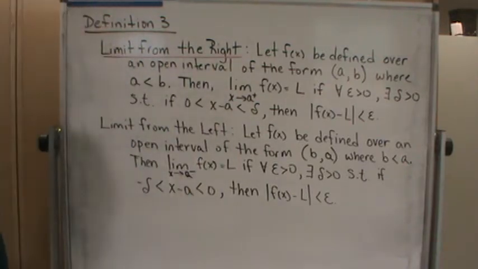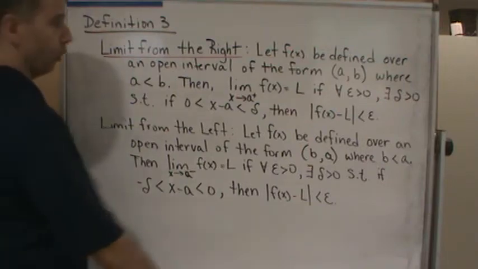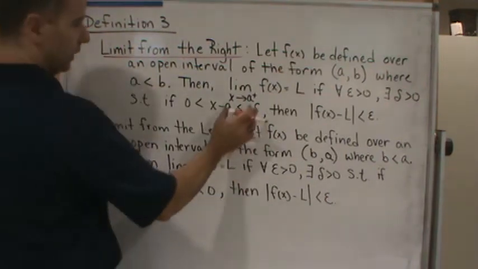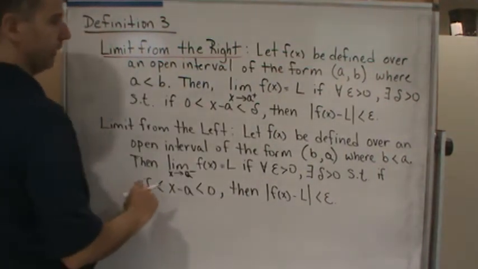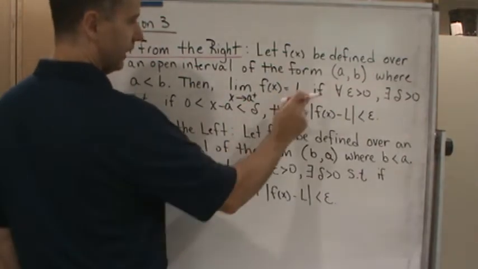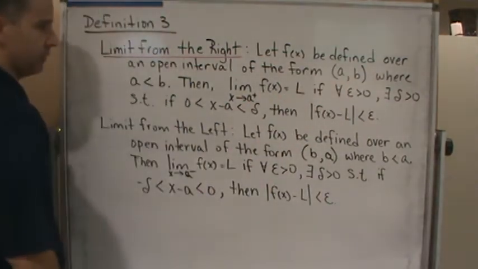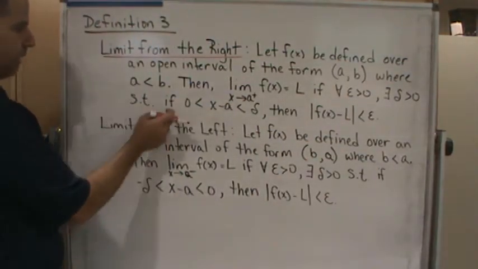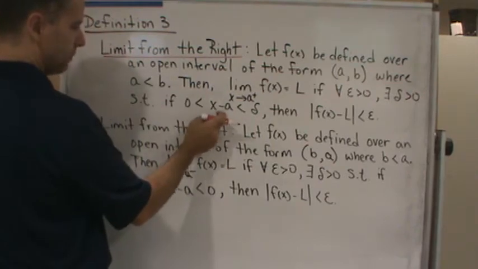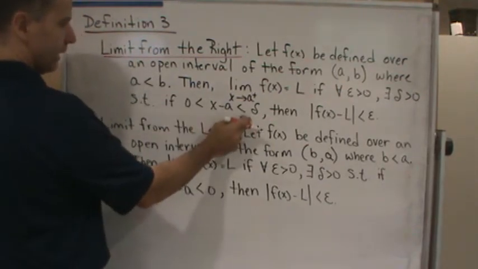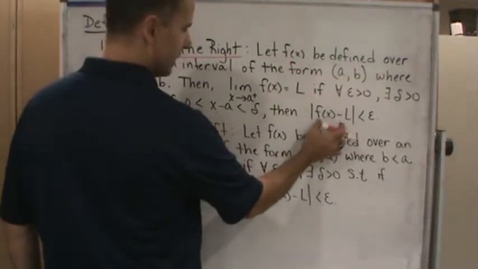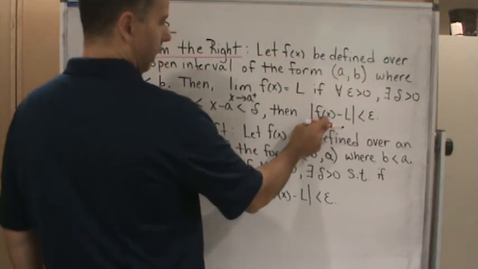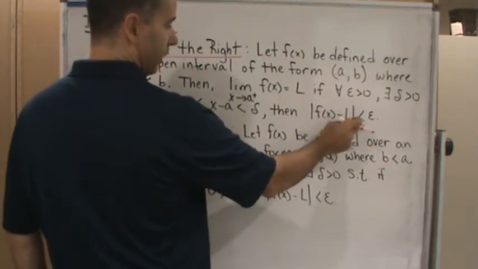It says let f of x be defined over an open interval of the form a comma b, where a is less than b. Then, the limit as x approaches a from the right of f of x equals L if, for every epsilon greater than 0, there exists delta greater than 0, such that if x minus a is greater than 0 and less than delta, then the absolute distance from the function and L will be less than epsilon.